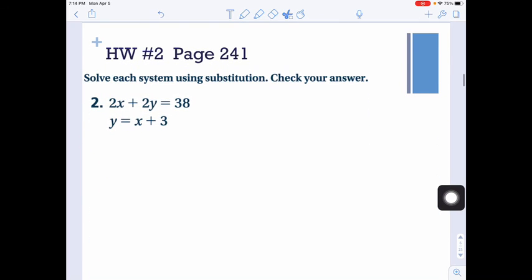And now I would like you to try number 2 on page 241. Solve each system using substitution. Check your answer. We have the equations 2x plus 2y equals 38, and y equals x plus 3.